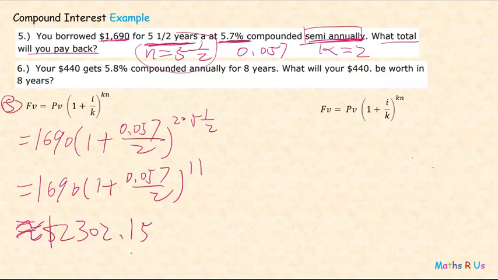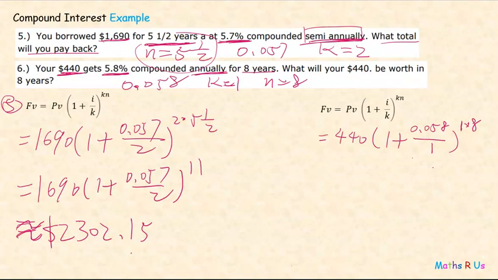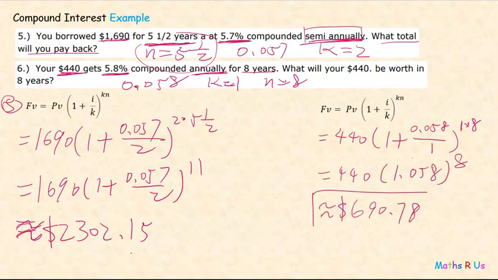Now let's see question 6. This is your original amount, and this is your rate. You convert to decimal, it's 0.058. That's compounded annually, very easy, annually. So k equals 1. And for how long? 8 years, n equals 8. You can pause the video and check yourself. Let's see how you organize these numbers into the formula. It's like this, right? Put it into the calculator, and finally you can get the answer like that.